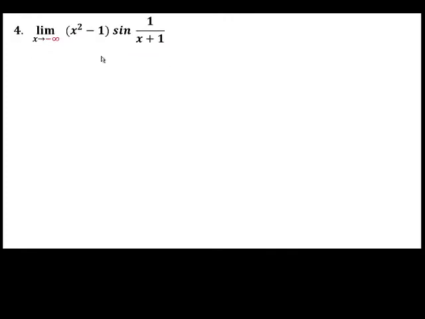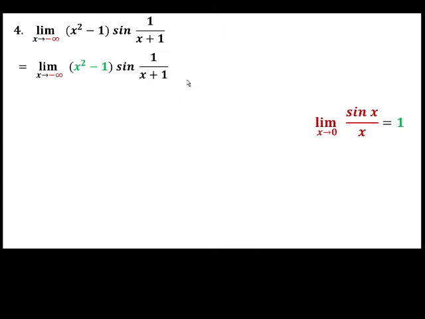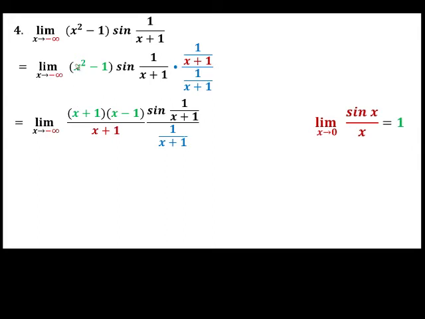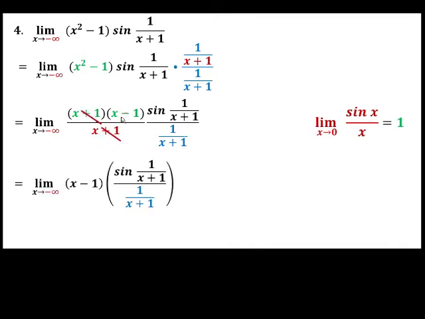Next, evaluate the limit of x squared minus 1 times sine of 1 over 1 plus x. So we have to multiply the whole expression by a fraction equivalent to 1 so that we can make use of the theorem on limit of sine x over x. So that is 1 over x plus 1. Distribute the numerator with this quantity and factor this at the same time. And the denominator we leave over sine. Cancel out common factor.